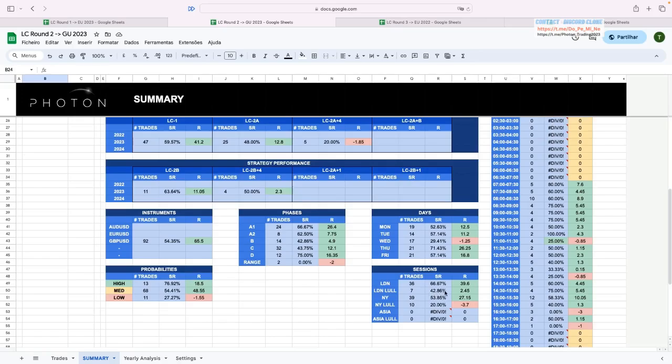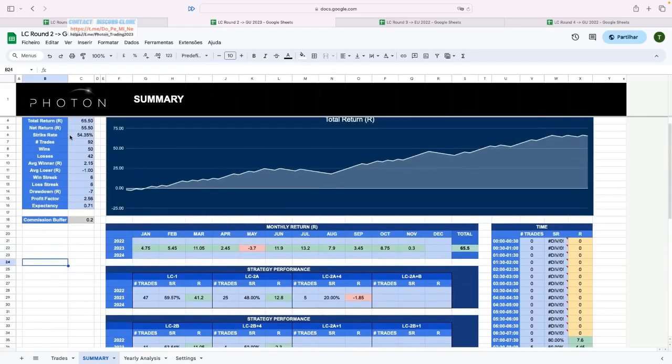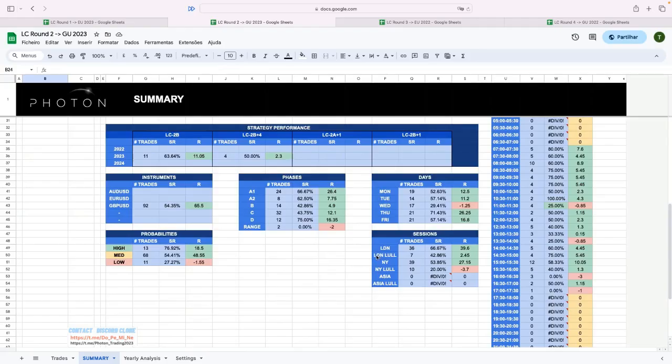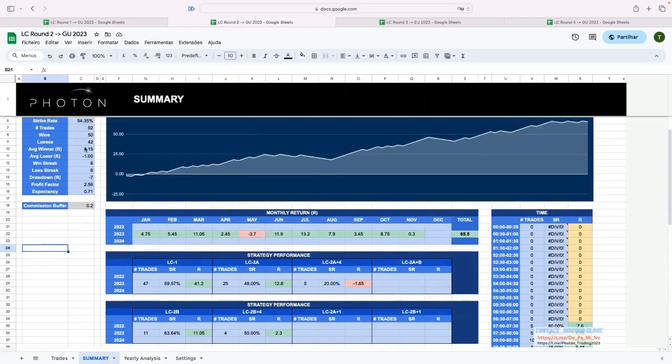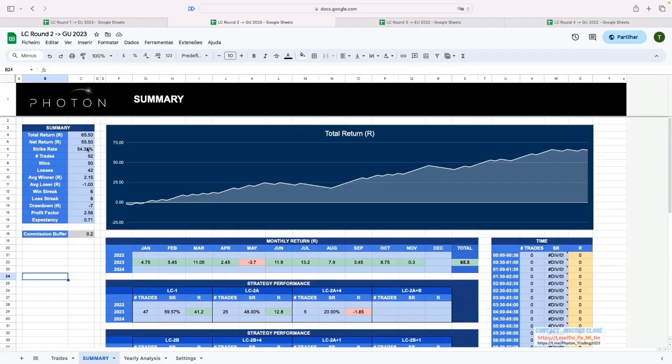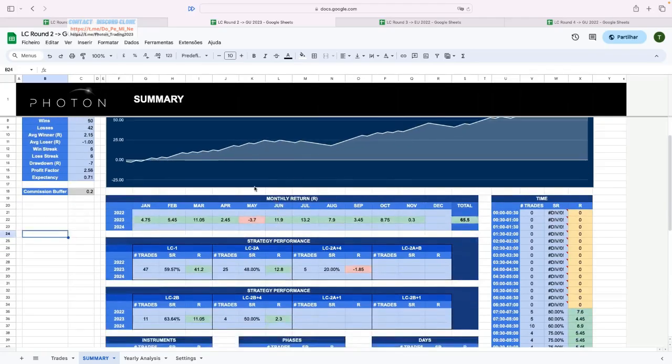London Lul also, strike rate not great. New York Lul, strike rate not great. So what you can see is that trading during London and during New York is worth more than trading the entire day. So if I want to increase the strike rate, I can simply delete London Lul and New York Lul, and this will increase it. Just a simple quick fix, right? I just stop trading that.